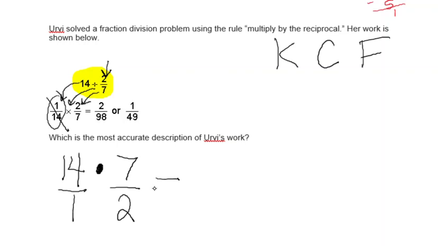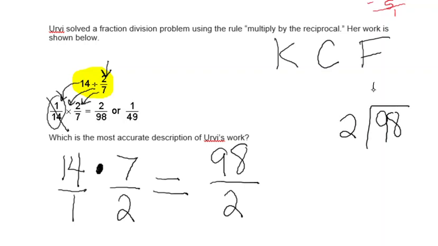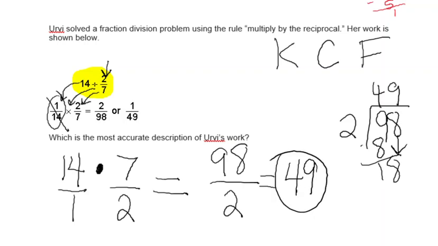Then you can multiply, and 14 times 7 is 98 over 1 times 2 is 2, and 98 divided by 2, 2 goes into 9 4 times. Bring down my 8, 2 goes into 18 9 times. So my answer should be 49, not 1 over 49. So they did not come up with the correct answer because they did not apply the rule correctly. You're supposed to keep the first number and multiply by the reciprocal, which means you end up flipping the second value.